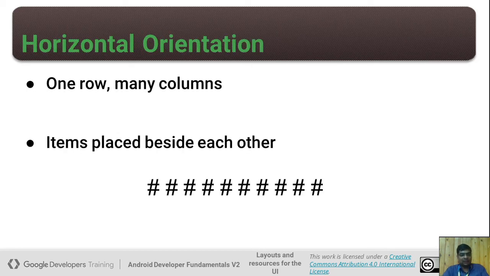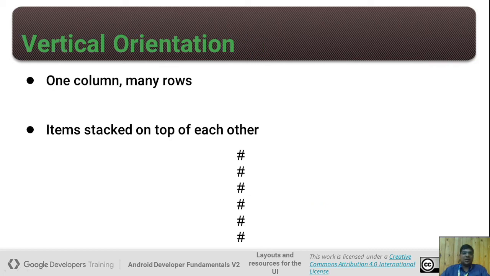First is the horizontal orientation. In horizontal orientation, there is one row and many columns, like this. One row and many columns are shown in the view, so that is called horizontal orientation. In vertical orientation, there is one column, many rows, and items stacked on top of each other.